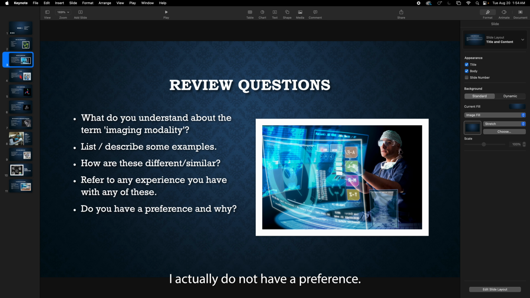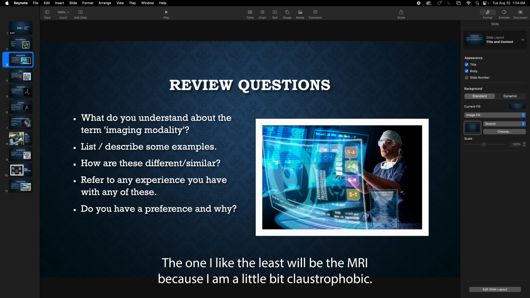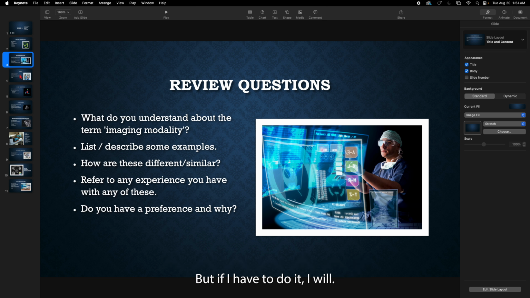I actually do not have a preference. The one I like the least will be the MRI because I am a little bit claustrophobic, but if I have to do it, I will.